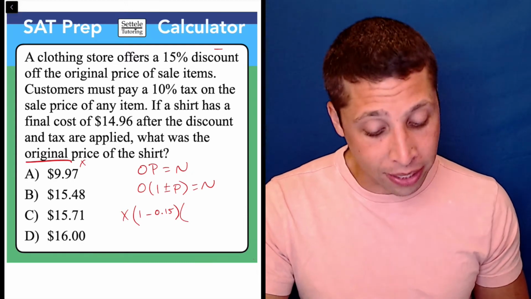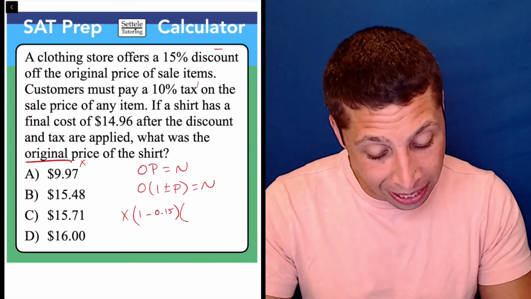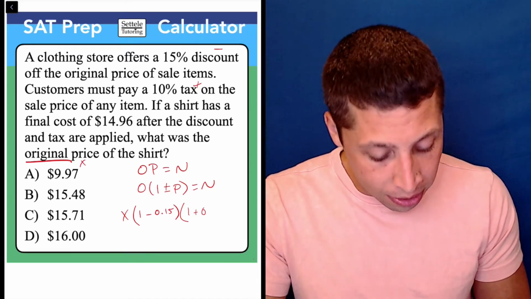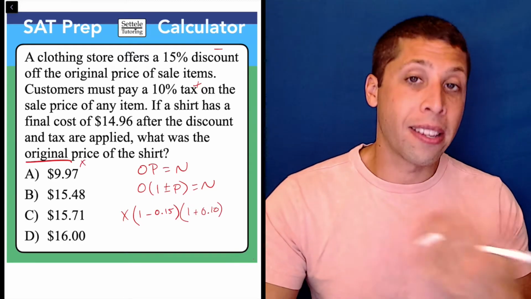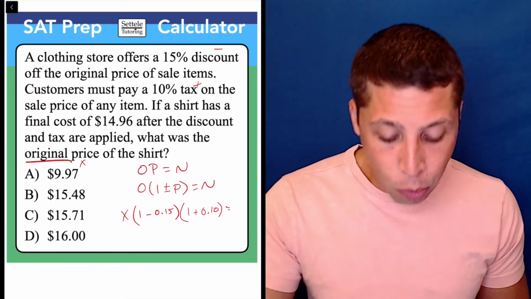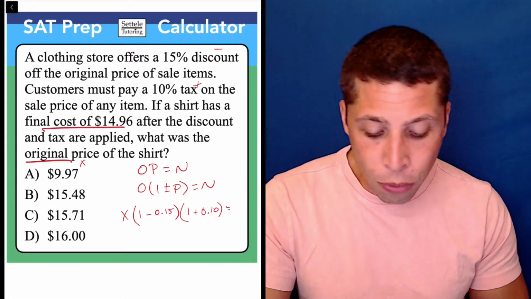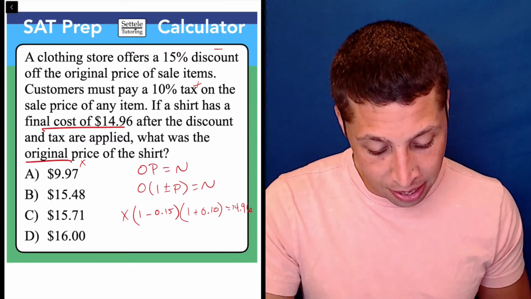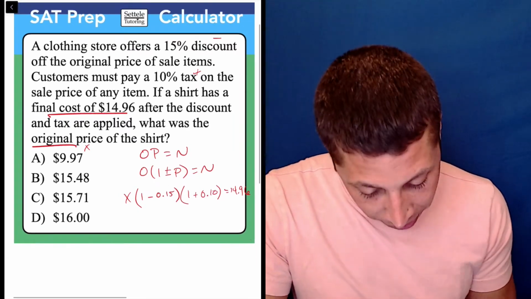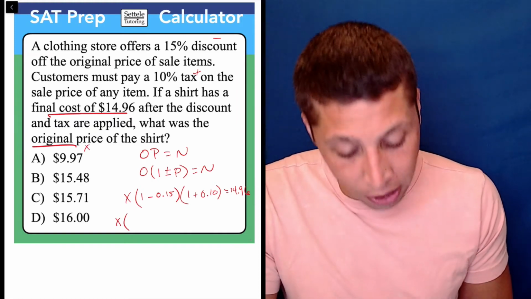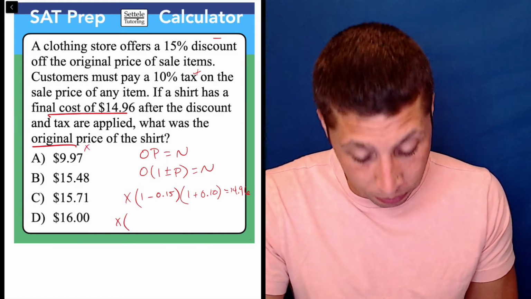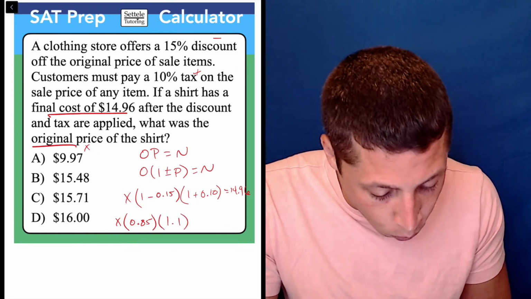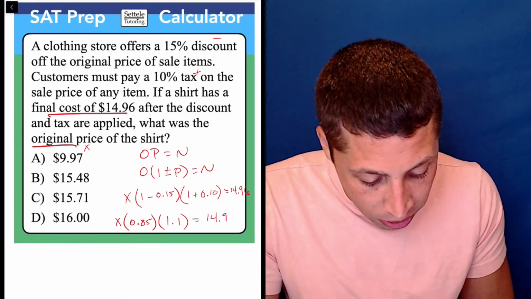Then we have a tax, right? A 10% tax. Now, a tax is adding money on, right? So that means we have 1 now plus 0.10 because that's 10% as a decimal. And that equals a new final cost, a new value of $14.96. Now let's start to clean this up a little bit. So X is going to be 1 minus 0.15 is 0.85, and this would be 1.1. And that's equal to 14.96.